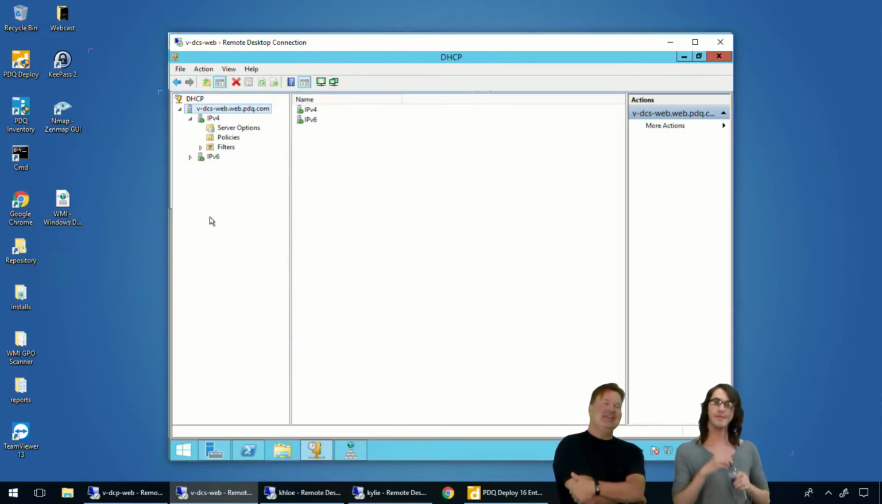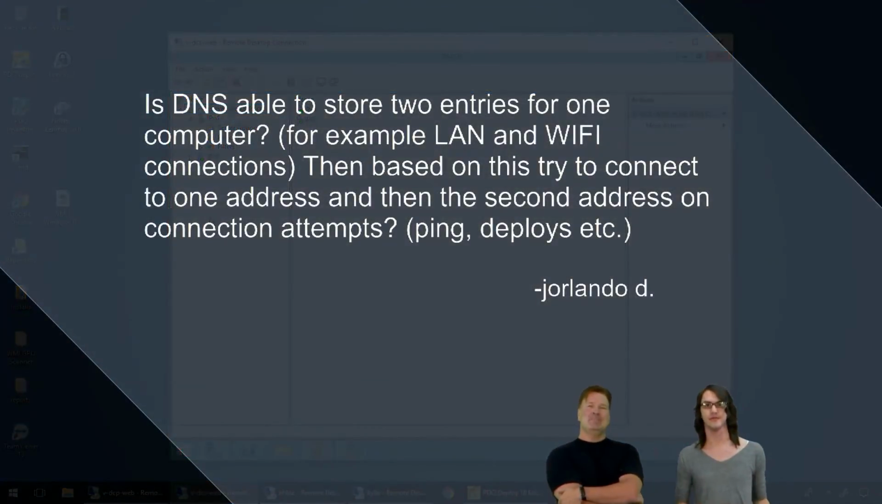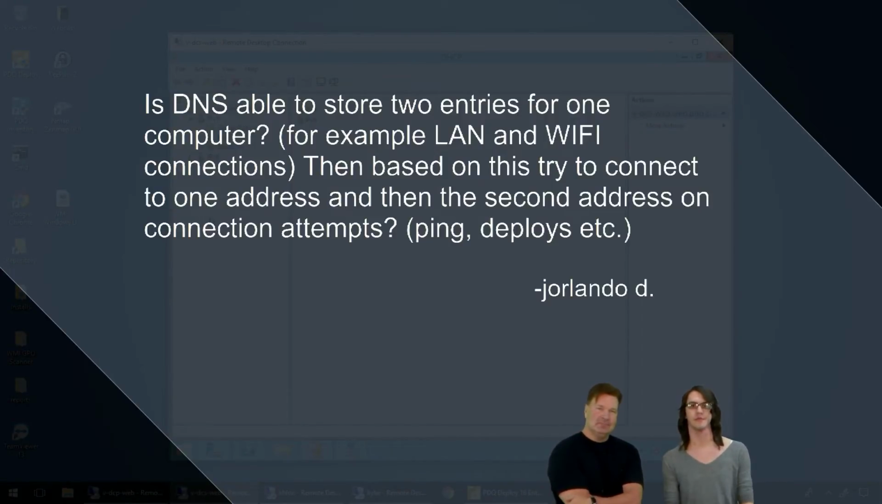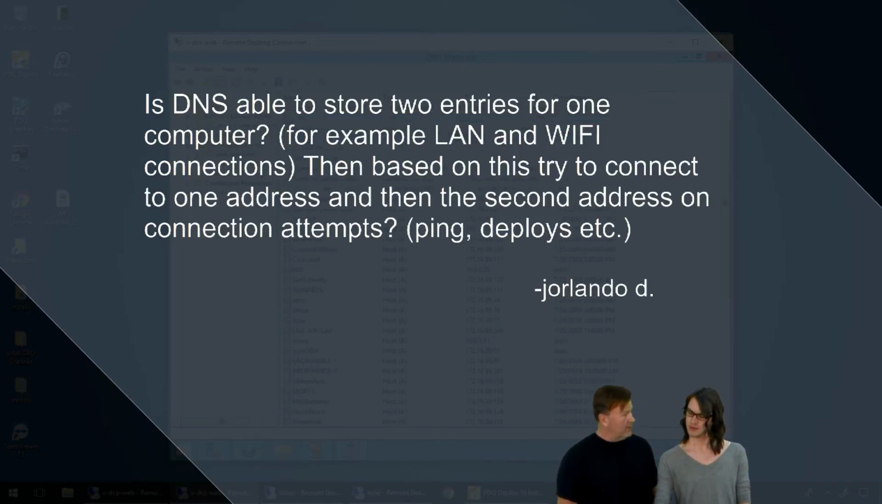Okay. You got a question? Dear Lex and Jake, is DNS able to store two entries for one computer? For example, LAN and Wi-Fi connections. Then based on this, try to connect to one address and then the second address on connection attempts, ping, deploys, etc. Thanks, Jorlando D.